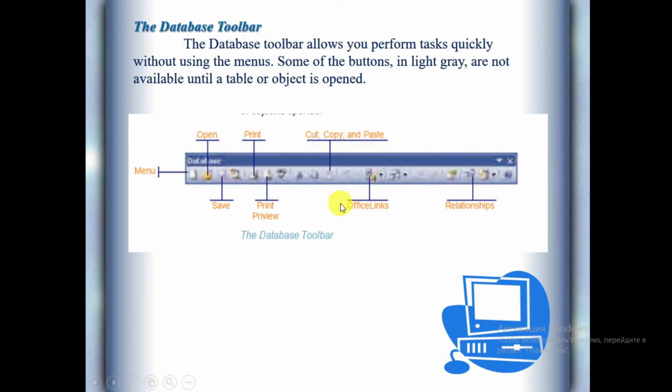The Database toolbar consists of these elements: menu, open, save, print, print preview, cut, copy and paste, links, relationships, and etc.